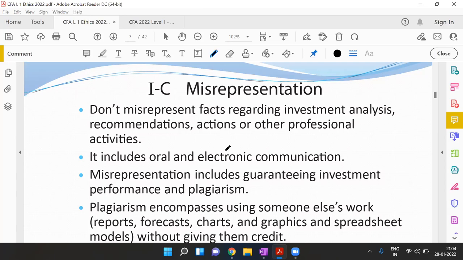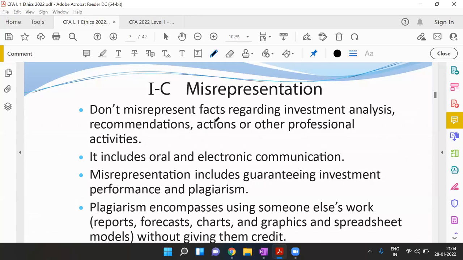Fact is something which can be verified. Opinion is something which cannot be verified. Agar mera opinion hai ki stock agle saal mein there is a possibility ki 20% return there. This is the opinion. But when I say the stock will give you 20% return, which means what? Opinion is being presented as a fact, and this is a violation, right?